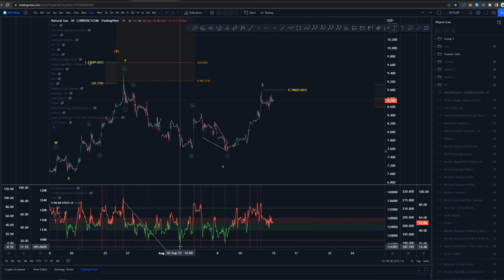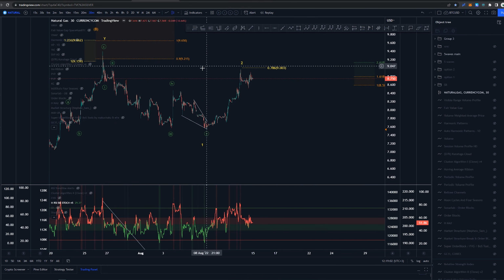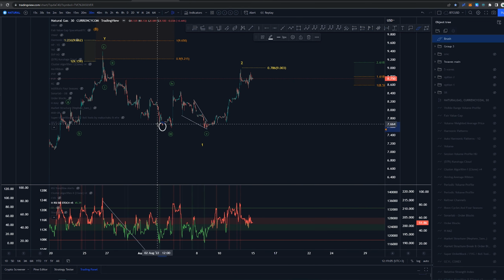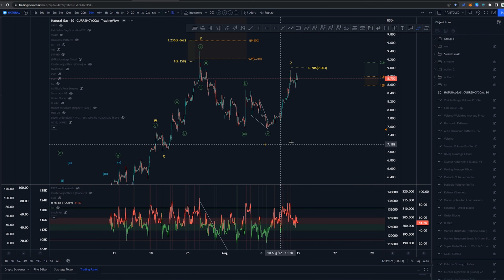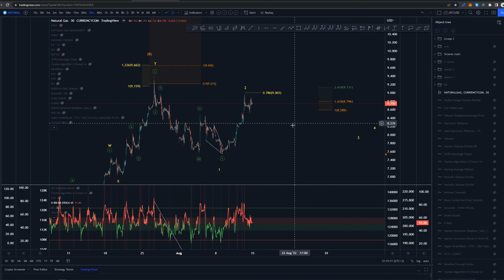Let's see, how much do we have this as? 20.64, 20.99. So at least on 30-minute we do have that divergence between the 3rd of 3rd and the end of 5th. But yeah, still don't really like this too much.